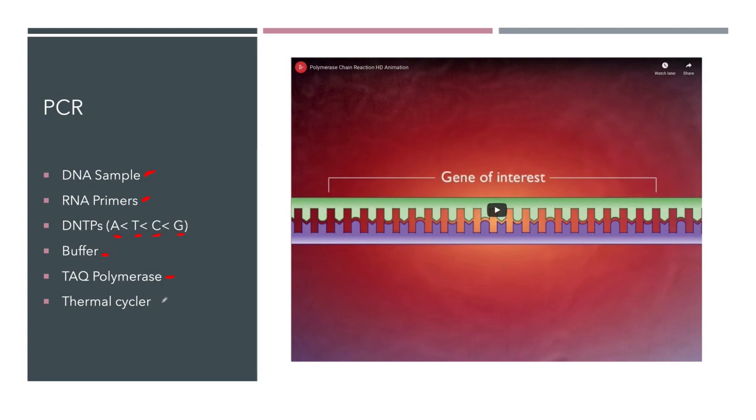And we need a machine called a thermal cycler. This process is done by heating up the DNA to make it single-stranded, cooling it down so that the primers can anneal, then warming it up again to make sure that the DNA polymerase can synthesize the new strand. Then we will cool it down again so that the strands will re-anneal together, and so we have double-stranded DNA again. The thermal cycler will go through these processes.